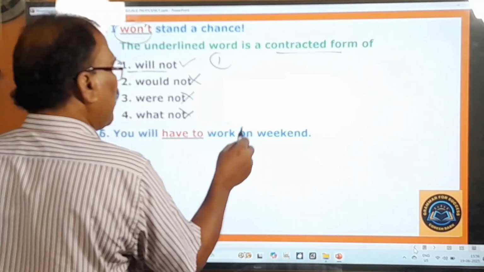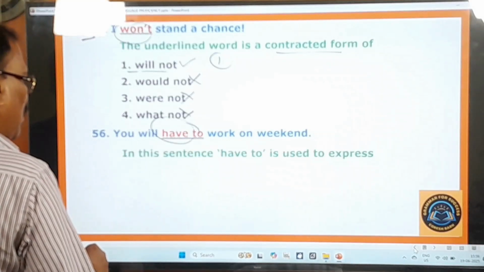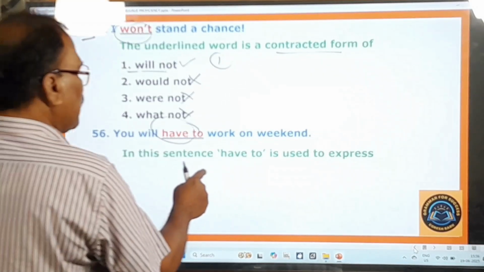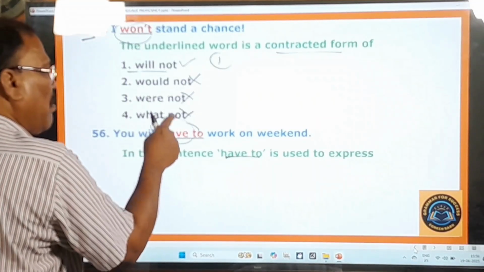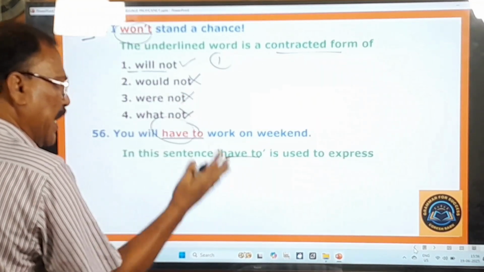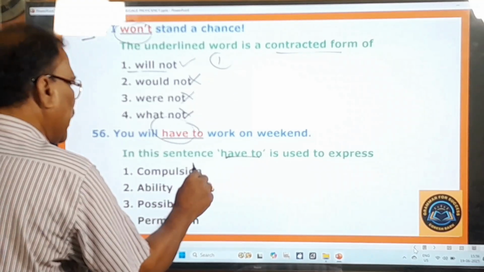"You will have to work on weekend." This "have to" is underlined here. And what is the examiner asking you to do? In this sentence, "have to" is used to express what? What is this "have to" indicating? Here you pay attention. Compulsion. Yes, it is indicating compulsion.